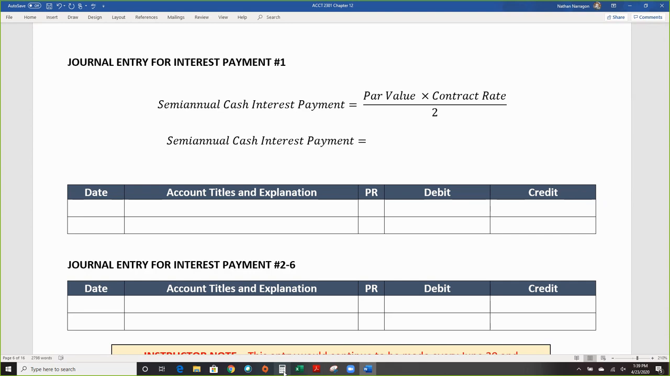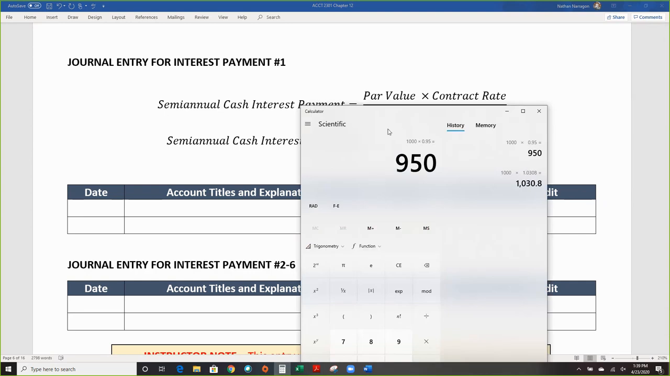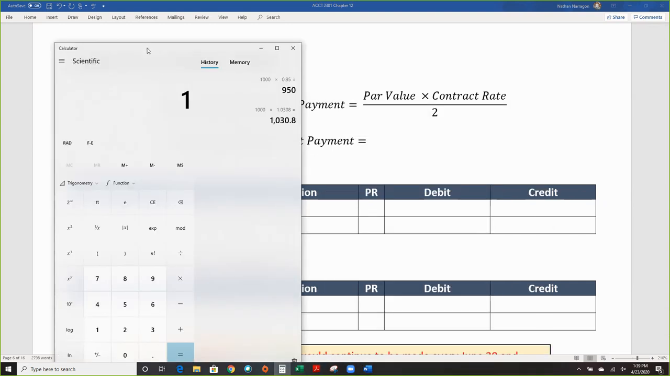In other words, this bond was $100,000. Interest rate was 0.08. So that means every year, we're going to pay $8,000 in interest. But we need to figure out for this particular interest payment. So we're going to divide by 2, which gives us $4,000. Okay? So that is our cash interest payment.